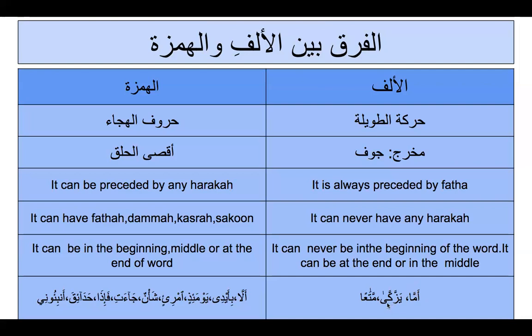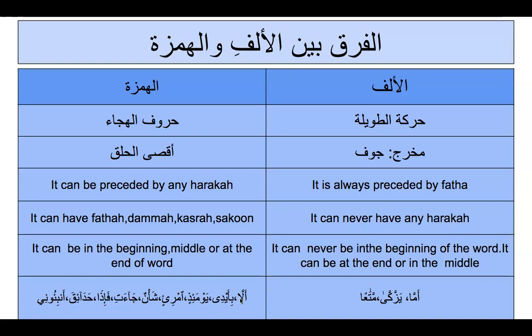Similarly, in yazakka, you again see an alif. It has a letter before it that is carrying a fatha. It is at the end of the word and it is carrying no haraka. In the word mata'an, there are two alifs, one after ta and one after ain. And you can see they are both without any haraka. The letter before both of them is carrying a fatha and they are not in the beginning of the word. Everyone with me so far?